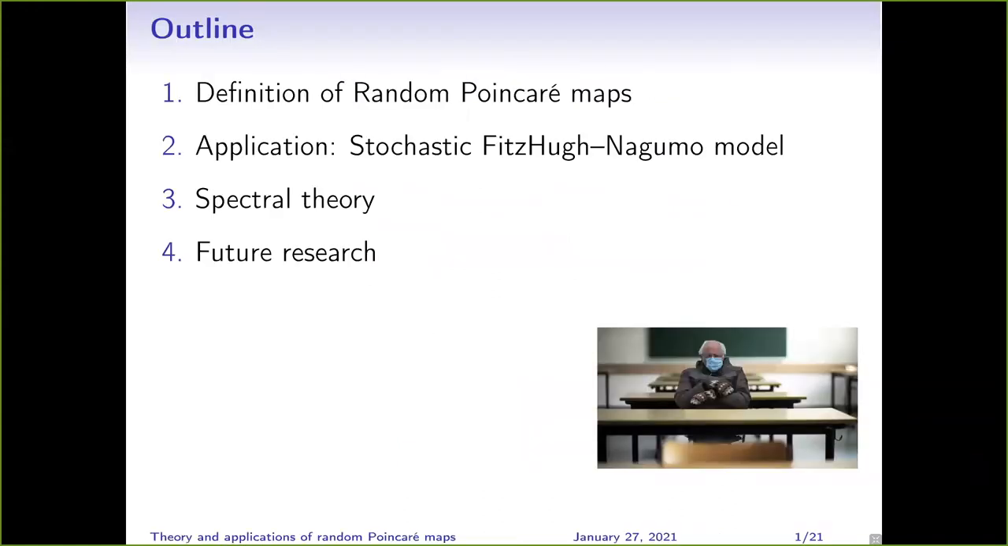So here's the outline of my talk today. I will start by defining what I actually mean by random Poincaré maps. And then I will spend quite some time on a particular application, which is the analysis of oscillation patterns of the stochastic FitzHugh-Nagumo model, which was one of the motivating examples that started me thinking about these random Poincaré maps. Then I want to give an outline of another aspect of the theory, which is the spectral theory, before talking a little bit about ideas for future research.